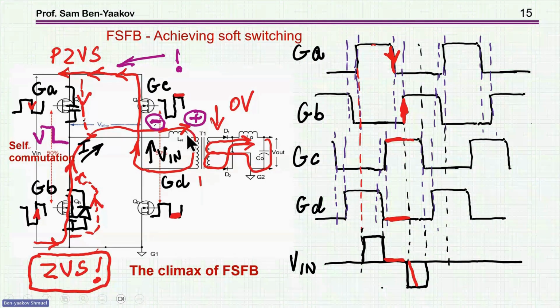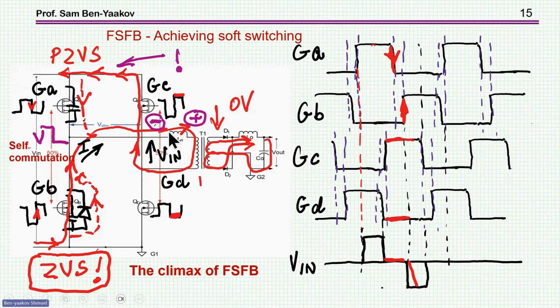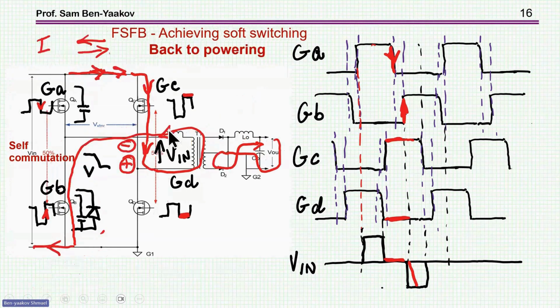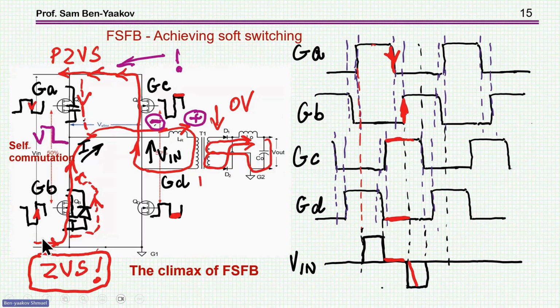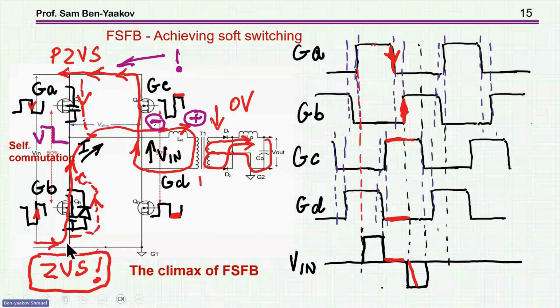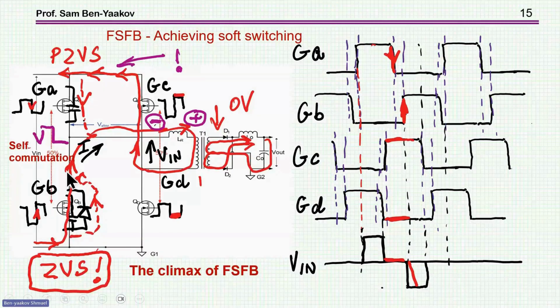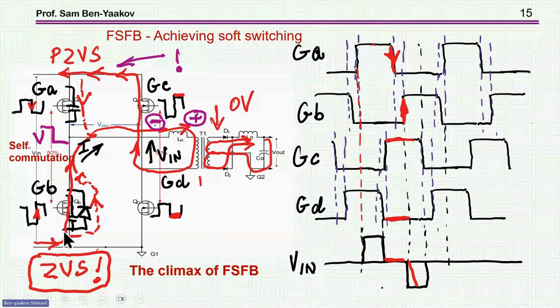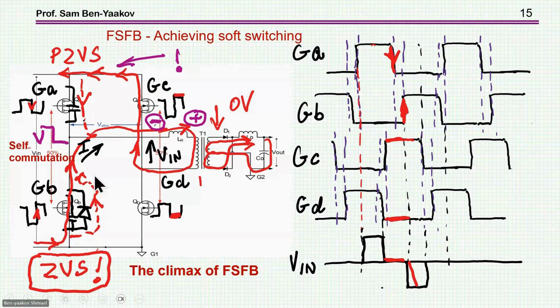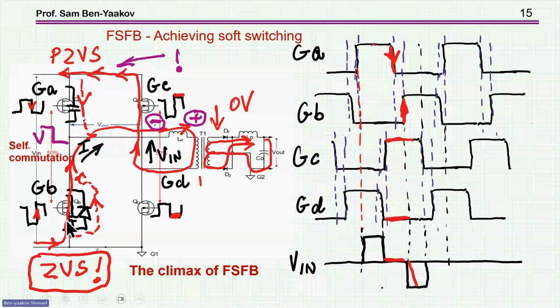So the current is dying down, getting to zero, and then building up again for powering again in the other direction. Okay? So the trick was to have a certain section of time in which the current is reversed so that the diode will conduct, and I'll be able to turn on the transistor in zero voltage switching.